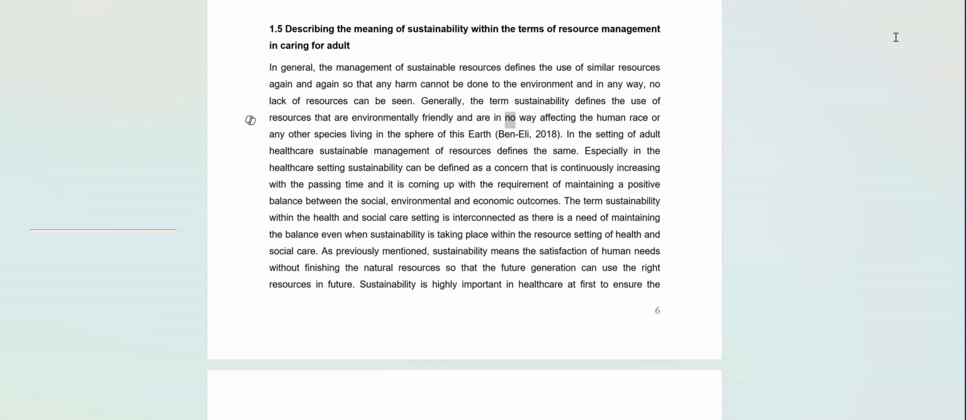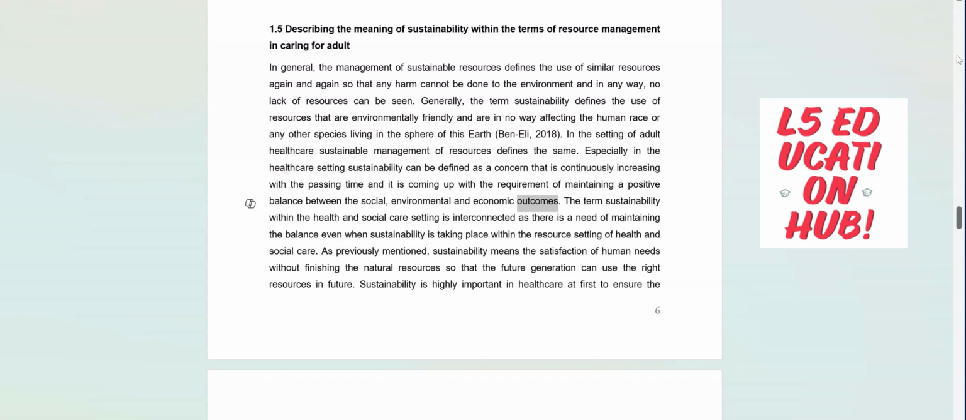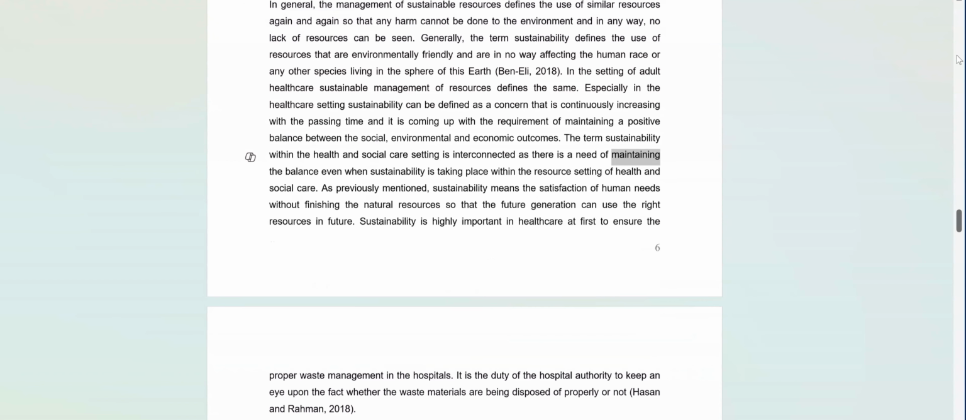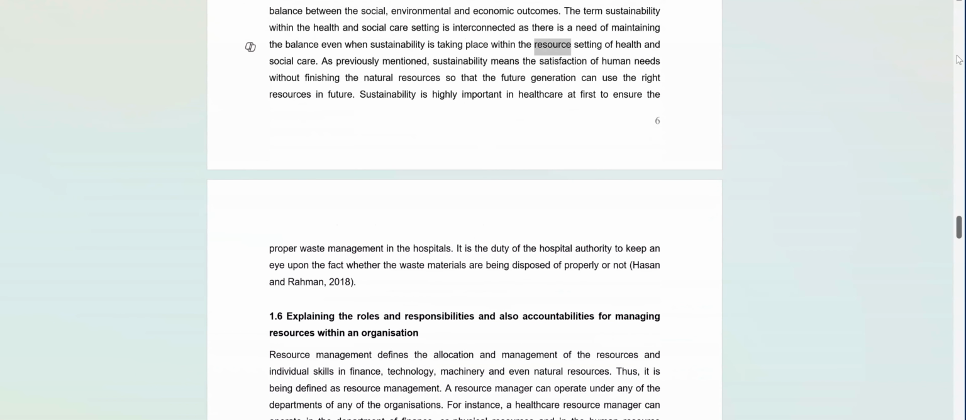Benelli, 2018. In the setting of adult healthcare, sustainable management of resources defines the same. Especially in the healthcare setting, sustainability can be defined as a concern that is continuously increasing with time, and it comes with the requirement of maintaining a positive balance between the social, environmental, and economic outcomes. The term sustainability within the health and social care setting is interconnected, as there is a need to maintain the balance even when sustainability is taking place within the resource setting of health and social care. As previously mentioned, sustainability means the satisfaction of human needs without finishing the natural resources so that future generations can use the right resources in future.